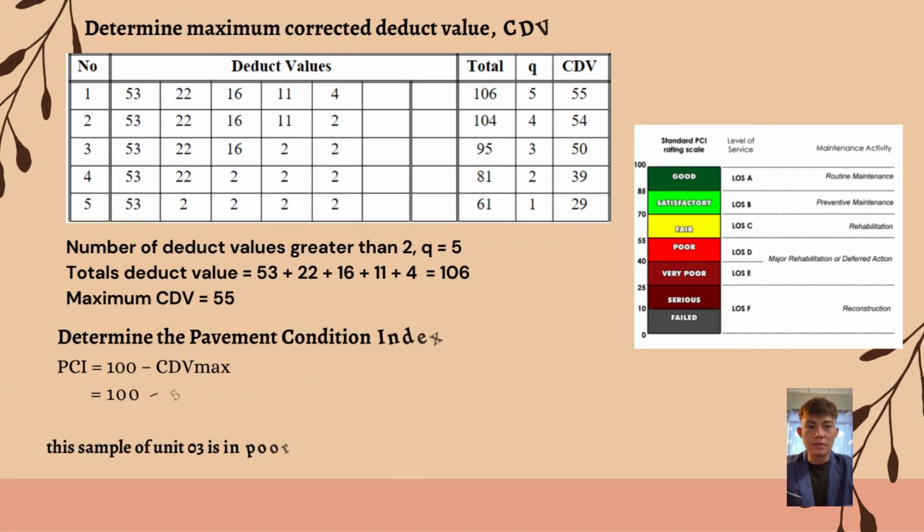After that, we need to determine the maximum corrected deduct value, CDV. In the table, we can see clearly the maximum deduct value is 55. The number of deduct values greater than 2 is q equal to 5. We apply the 2 and we can calculate the total deduct value, which is 106. So we apply the maximum CDV, which is 55, and we can determine the pavement condition index, PCI. So PCI is equal to 100 minus 55. So we get the value 45. That is in the poor condition category.